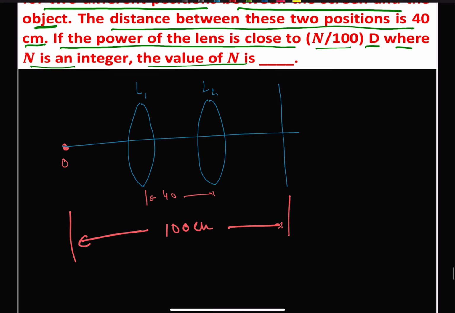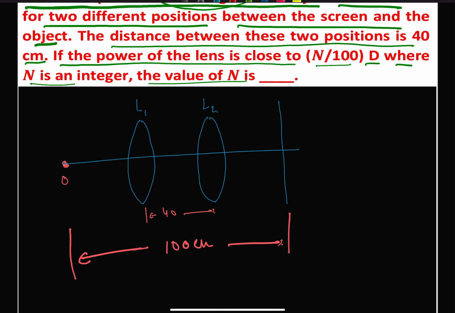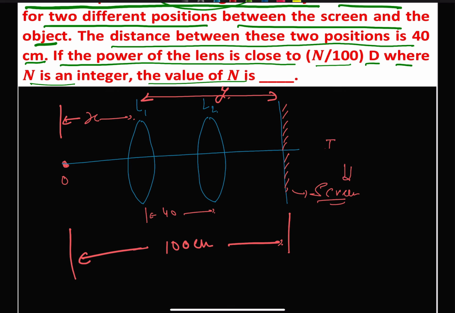So let us say that the distance between the object and the lens L1 is our x, and the distance between the L1 and the screen is our y. Therefore, for location L1, we can say that our object is here, and this is our screen. So the image is always on this screen, and image will be always at this position. So image is fixed position, whether the lens is at L1 or is it at L2.